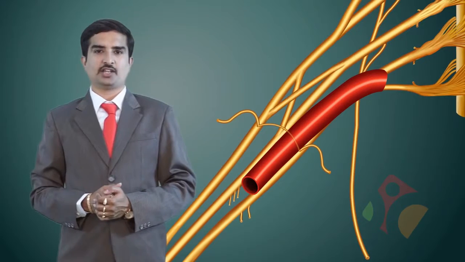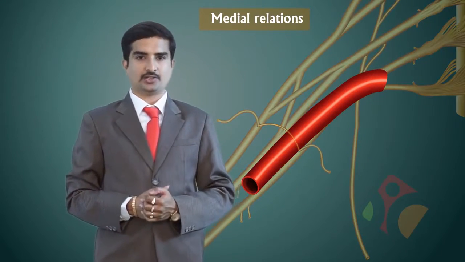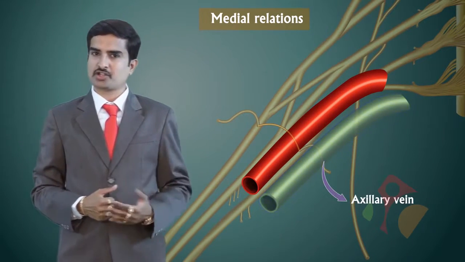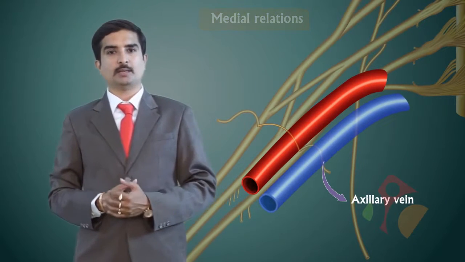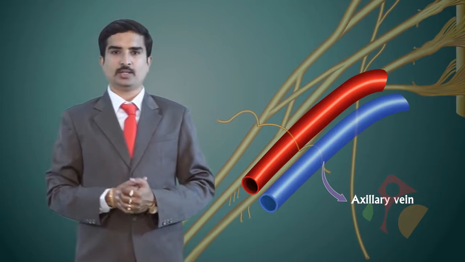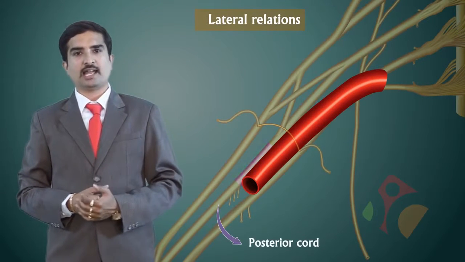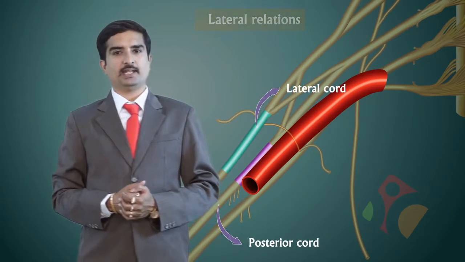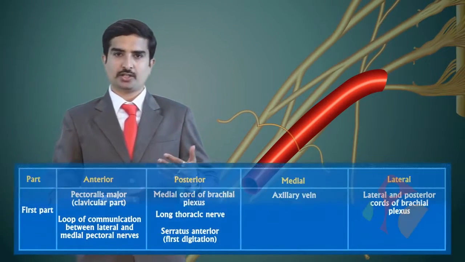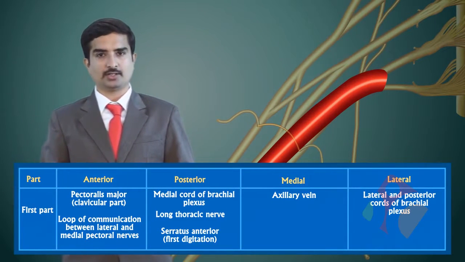After knowing the posterior relations, let's discuss the medial relations of the first part of the axillary artery. Medially, it is related to the axillary vein, because I already mentioned that in its entire course, the medial relation is the axillary vein. Laterally, it is related to the posterior as well as the lateral cord of the brachial plexus. So by this, we completed the anterior, posterior, medial and lateral relations of the first part of the axillary artery.